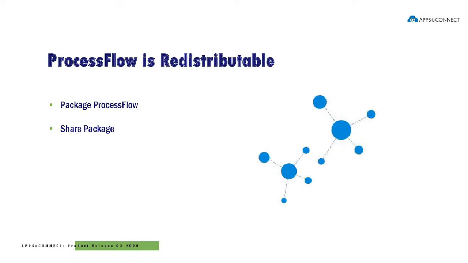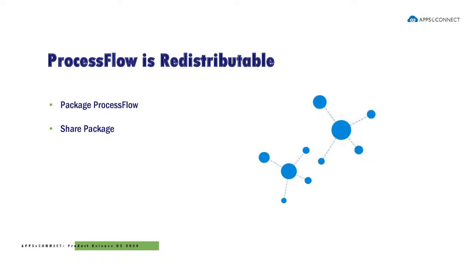Now coming to the redistributable feature of process flow. We have two very powerful features which have been introduced in this release. The first feature is package process flow. Now what is a package? A package is simply a collection of process flows that fulfill a business cycle. For example, you can bundle a full sales cycle in a package where it will sync customer, product, sales order, invoice, shipping status, inventory, etc.